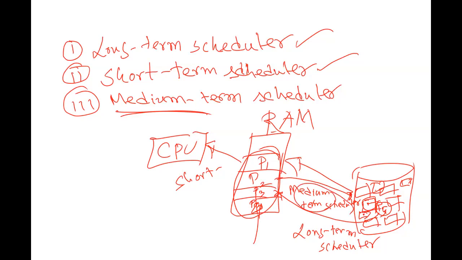So any questions so far? Process attributes, process control block, and different schedulers.